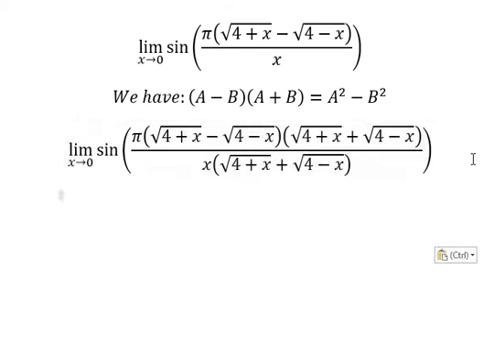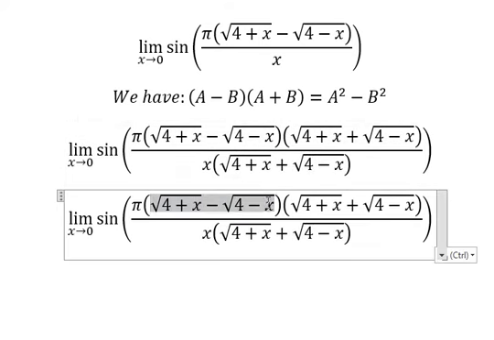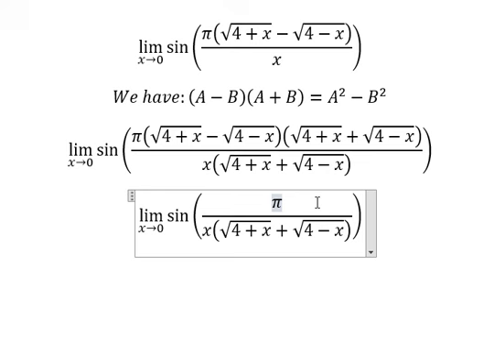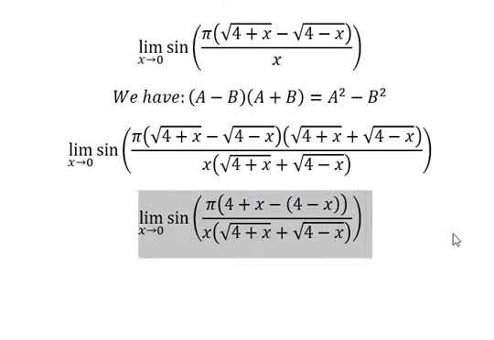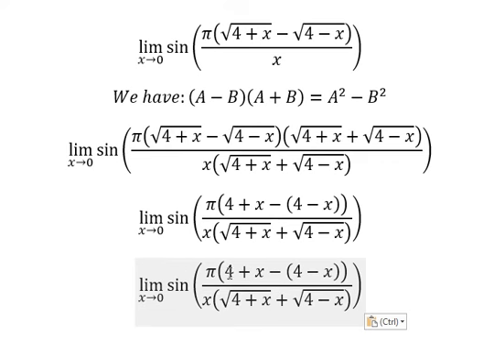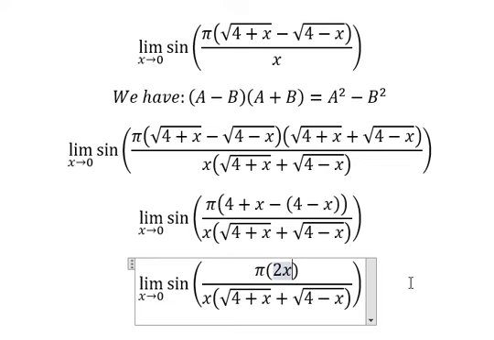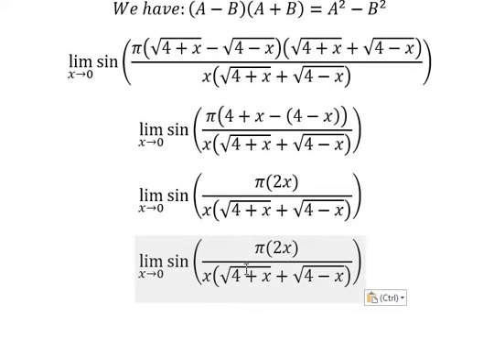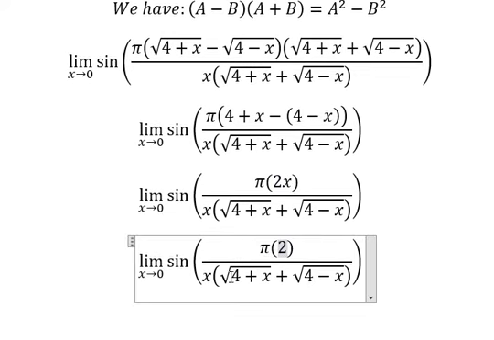Next, this one we can simplify, and we have like this. So 4 minus 4 we cancel, s minus negative s, so we have 2s. S we simplify.